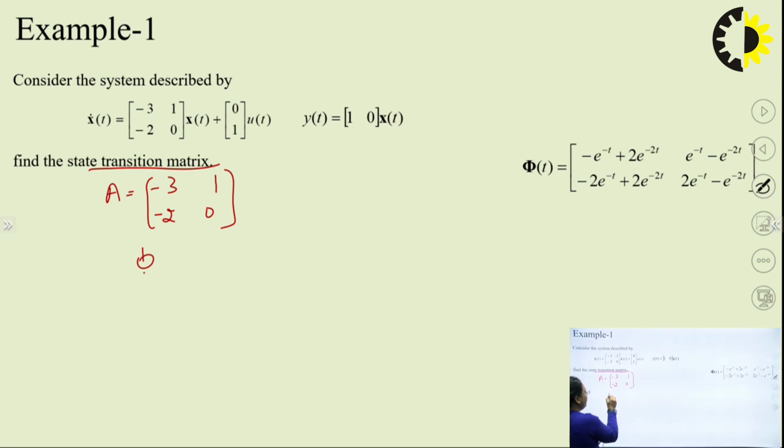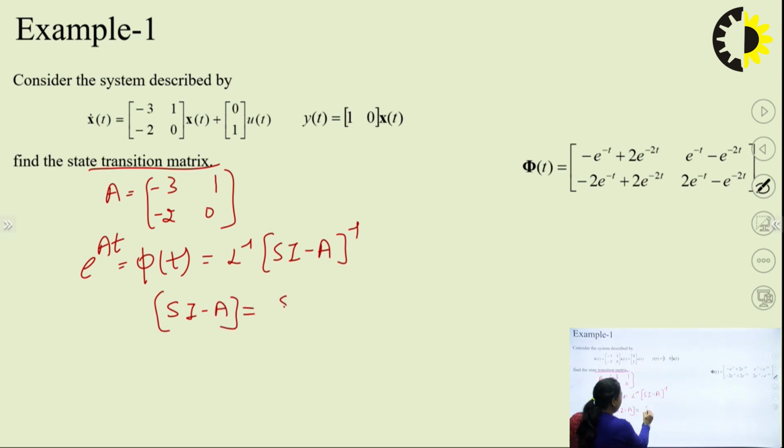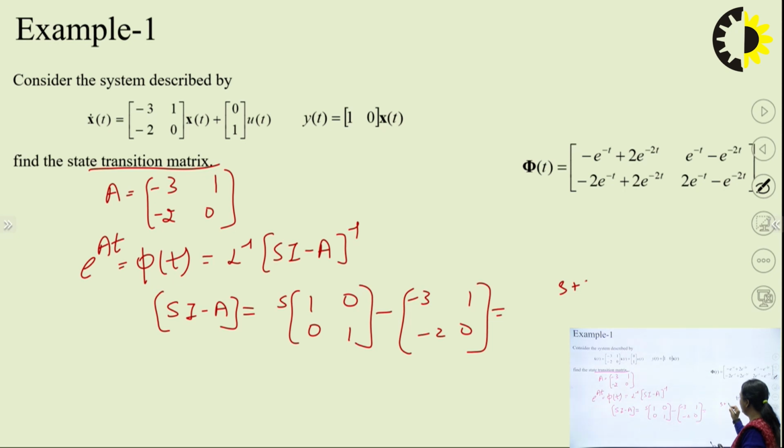And since we know that phi t is equal to the Laplace inverse of (sI minus A) inverse, right? This is our STM, e raised to the power At, which will be equal to the Laplace inverse of (sI minus A) inverse. So first of all, I will find out sI minus A. Okay, so sI minus A will be s times the identity matrix 1 0 0 1, minus A, which is minus 3 1, minus 2 0. So it is coming out to be s plus 3, minus 1, 2, and s.